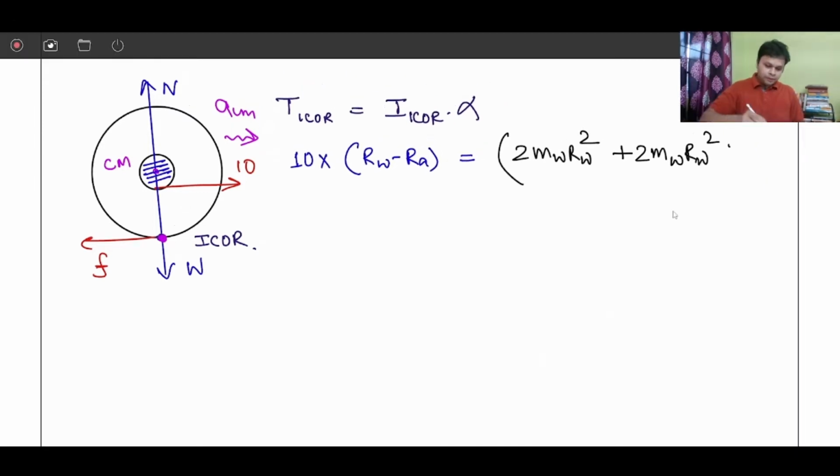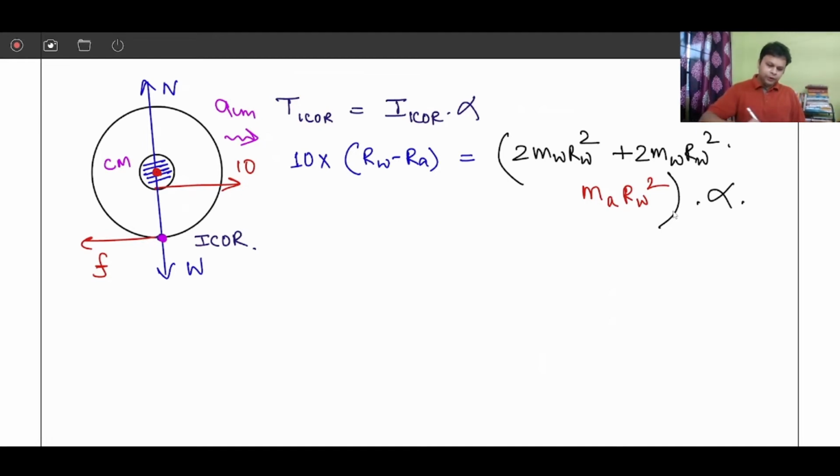Instead, the moment of inertia of the axle. So I'll assume this to be a point mass situated at the center. So what will be the moment of inertia of the axle about ICOR? I can simply write it as mass of the axle into r square. Right. So I'll assume the whole mass of the axle concentrated at the center, and it is rotating about ICOR. So mr square, simply mr square, into alpha.